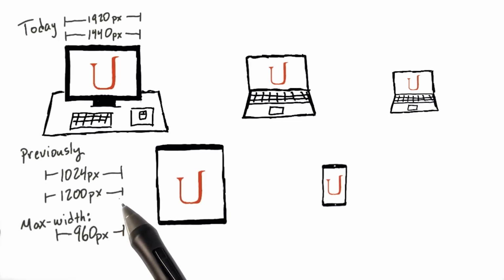For screens like these, it was common to set max widths of 960 pixels, meaning that websites were only 960 pixels wide. The reason it wasn't the full 1024 or 1200 was to actually leave room on the side of the screen for scroll bars. To this day, creating content with a width of 960 pixels is still pretty common.